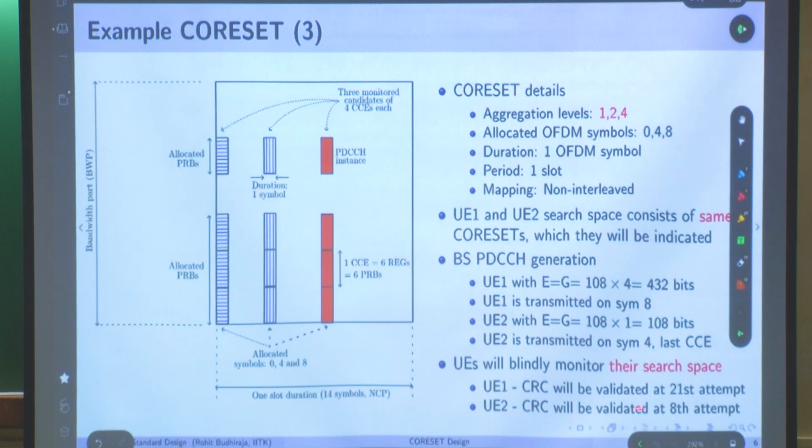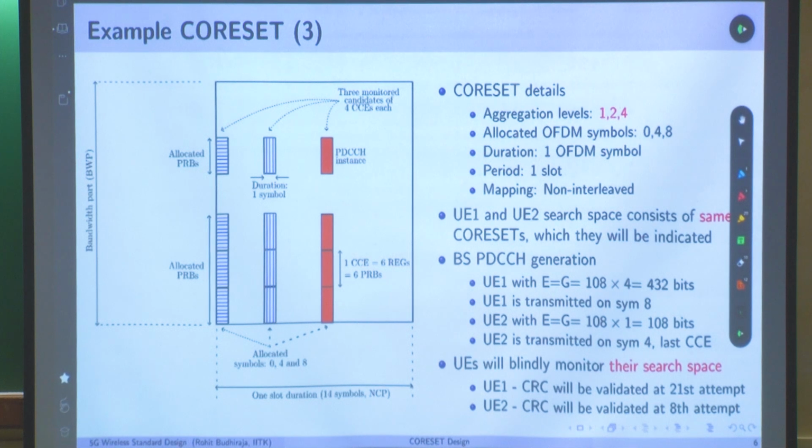Similarly, user 2's CRC, when will this be validated? User 2 is coming here at aggregation level 1. So, user 2 will be able to decode this at how many attempts? 1, 2, 3, 4, 5, 6, 7, 8 attempts. It will be able to decode it when the CRC gets validated at the 8th attempt. So, at the 8th attempt, UE2 will figure out its DCI is sitting here. Then it will go ahead and decode its DCI and then read the data and decode it.